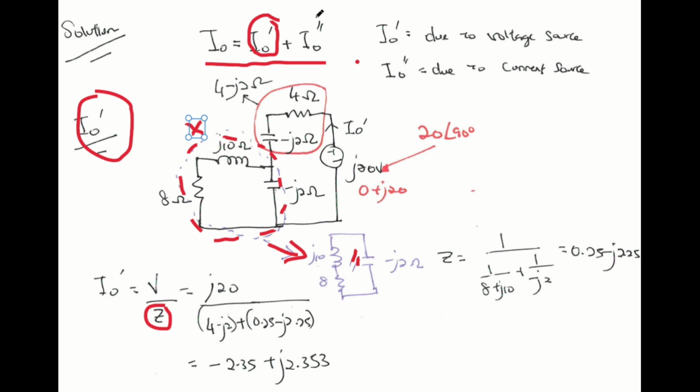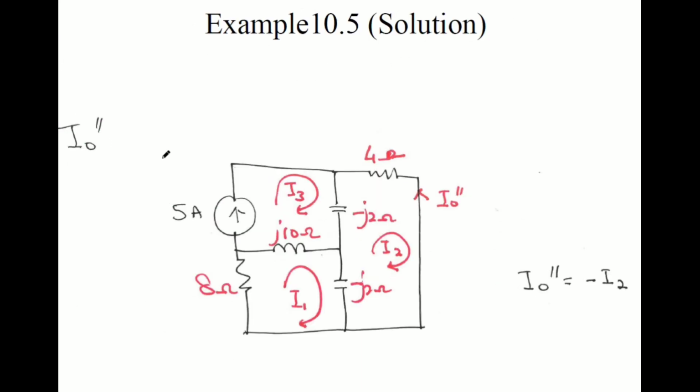So now we need to find I naught double prime, which is due to the current source. So the voltage source will be turned off. If you look at this circuit, the voltage source here is turned off, so it will become a short circuit, not an open circuit. So the circuit will be like this.